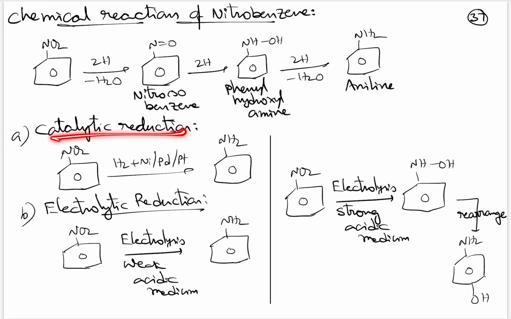Okay, so if you take catalytic hydrogenation, H2 plus nickel, palladium, platinum, etc., then a complete reduction will happen, and you will get aniline as the product. And even by electrolysis in a weak acidic medium, aniline will be formed as the product. And nitrobenzene on electrolysis in strong acidic medium will give a hydroxylamine, which will rearrange, the OH group will rearrange to come to the para position.